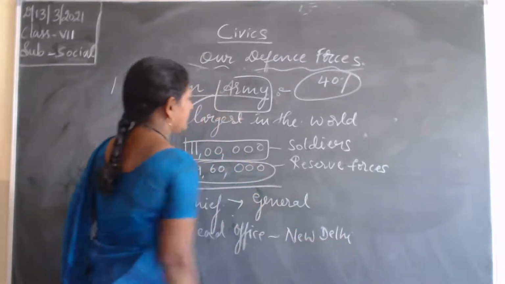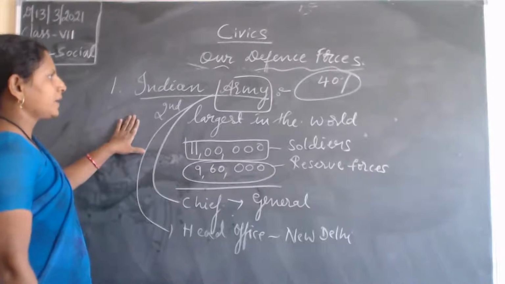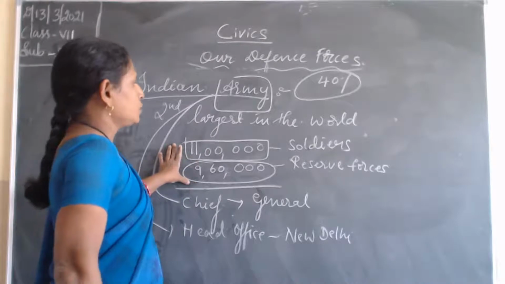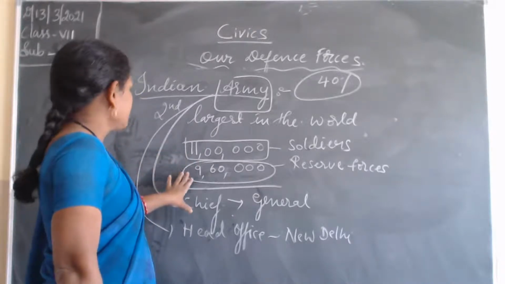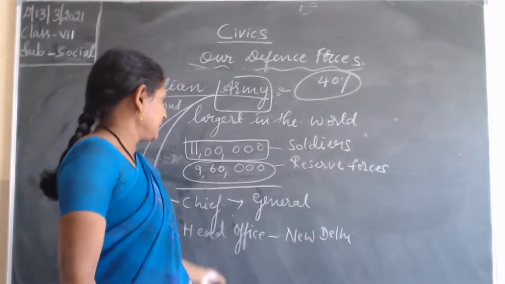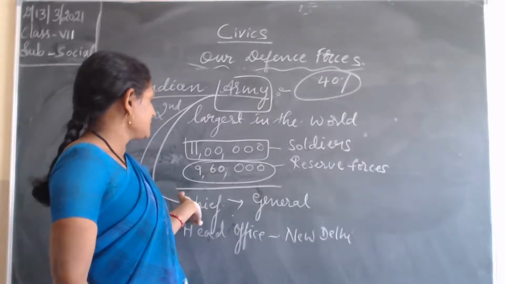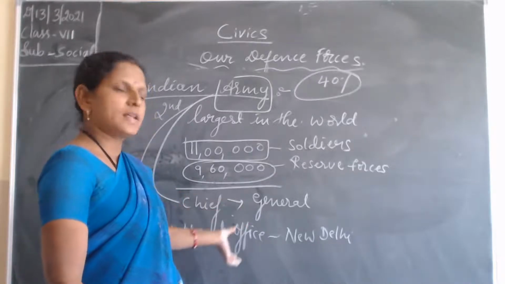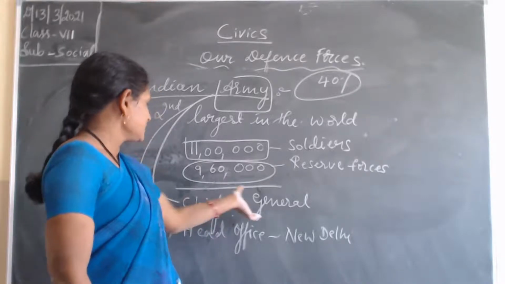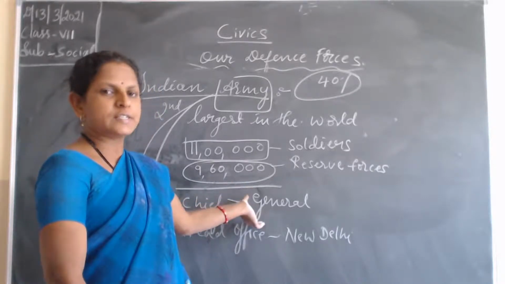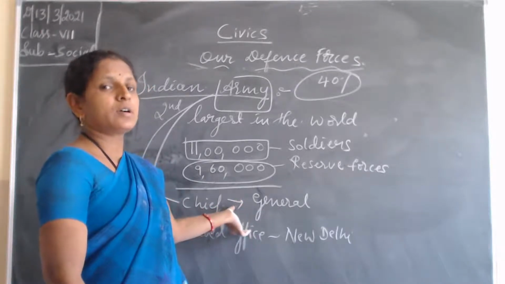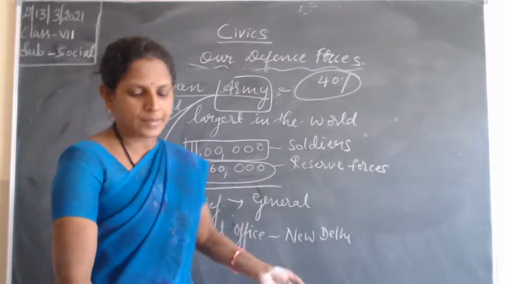Is it clear, students? The Indian Army is the second largest in the world. There are a total of 11 lakh soldiers and 9 lakh 60,000 reserve forces. The chief of the army is called General, and the head office is located at New Delhi. His duty is to assign the duties for the army force, and whenever it is necessary he arranges trainings for them. Okay.